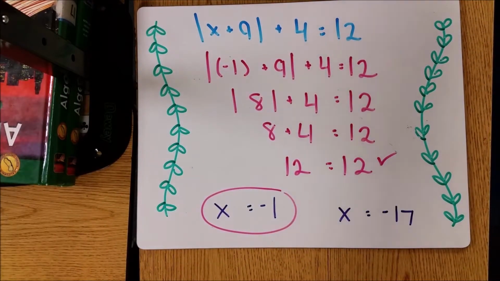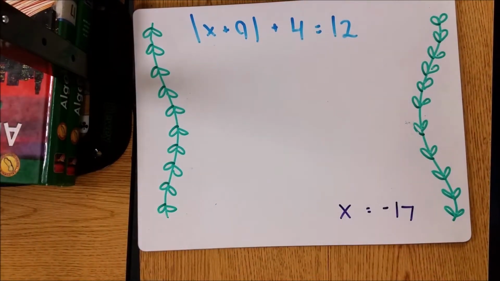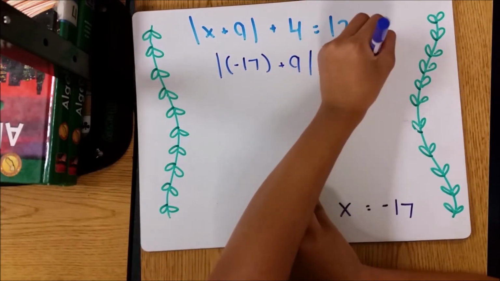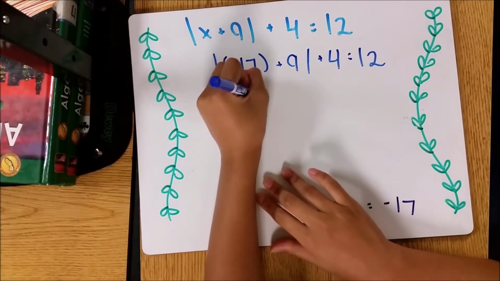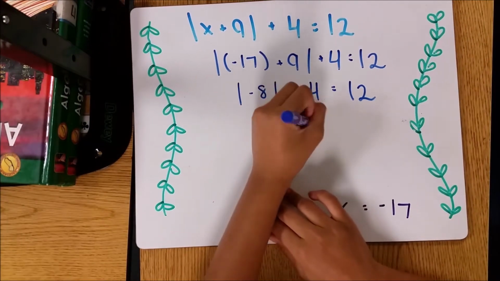And now we are going to plug in our second solution, and we get the absolute value of negative 17 plus 9, plus 4 equals 12. And you end up with the absolute value of negative 8 plus 4 equals 12. Once you use PEMDAS, you should end up with 12 equals 12.